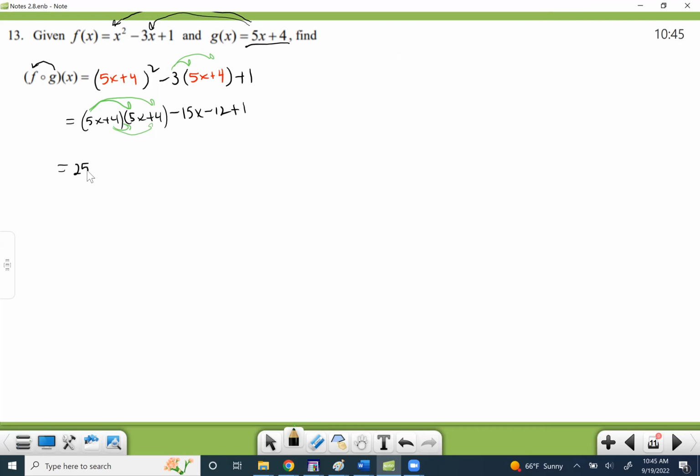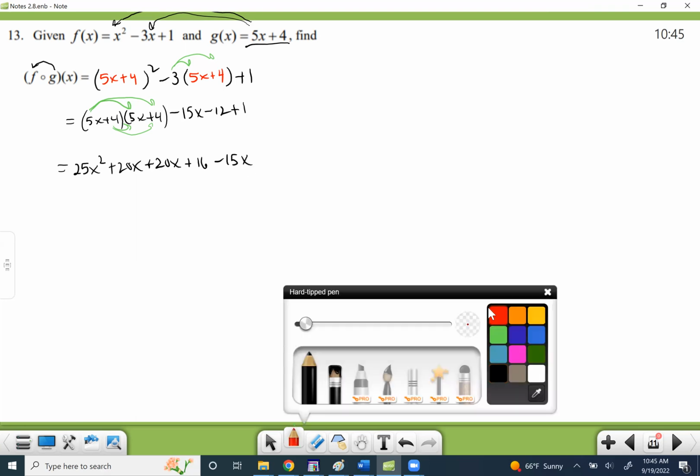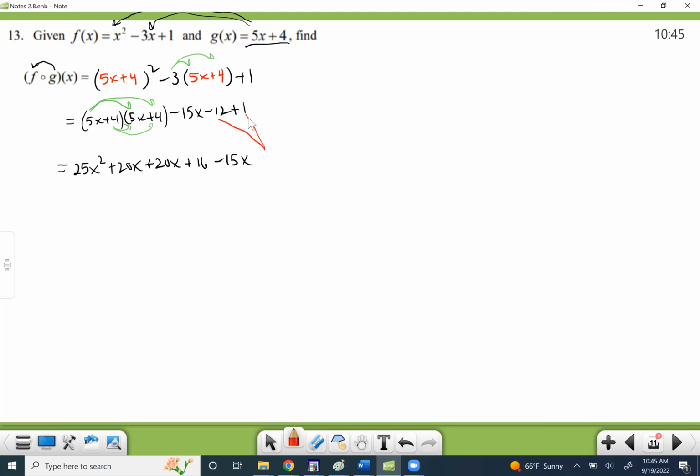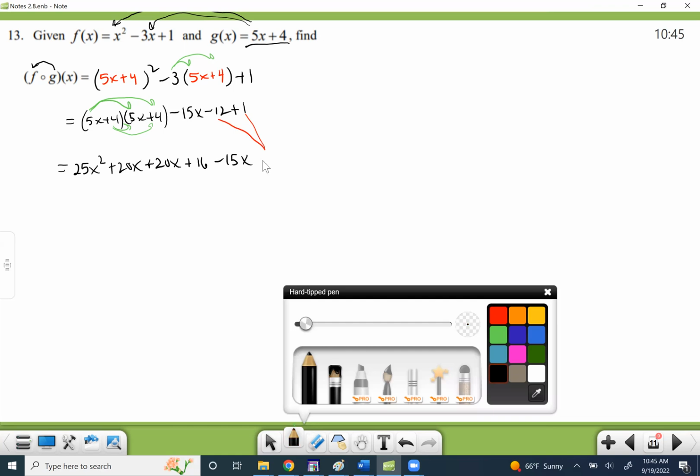So we get 25x squared. 5x times 4 is 20x. 4 times 5, still 20x. 4 times 4. You know, we might as well do it while we're here. Negative 12 plus 1 will be negative 11.